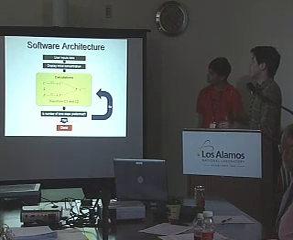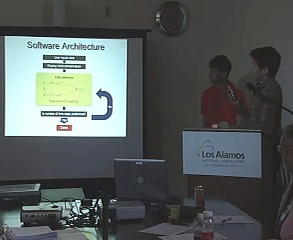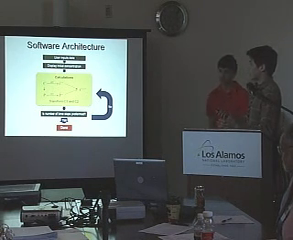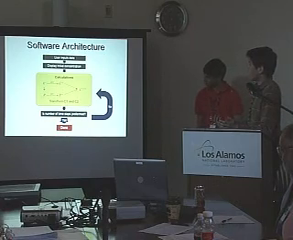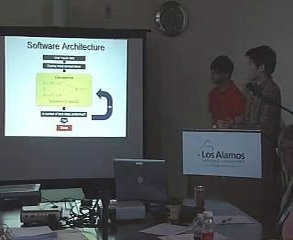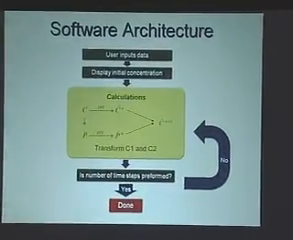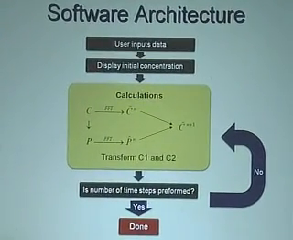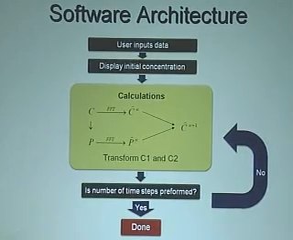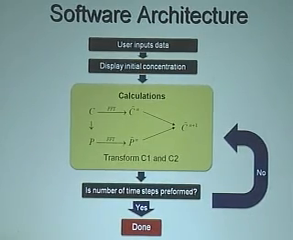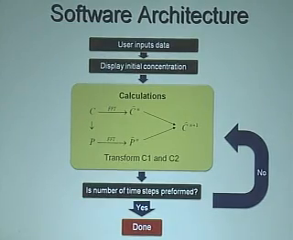Software architecture. Initially, the user inputs data, and that data goes to displaying the initial concentration. And then the user can input the number of time steps he wants to simulate, and then can click simulate. And the calculations are done right in the calculation, the yellow square.